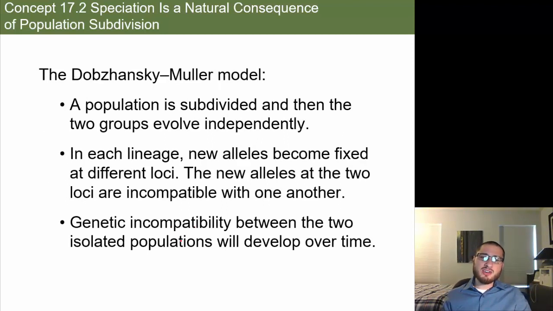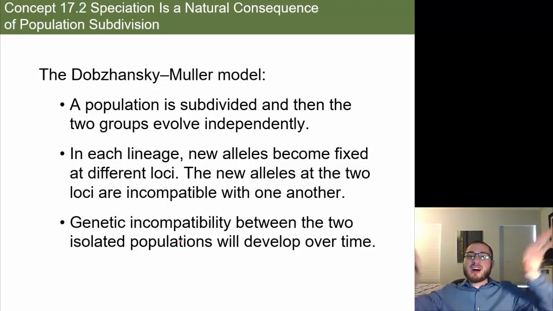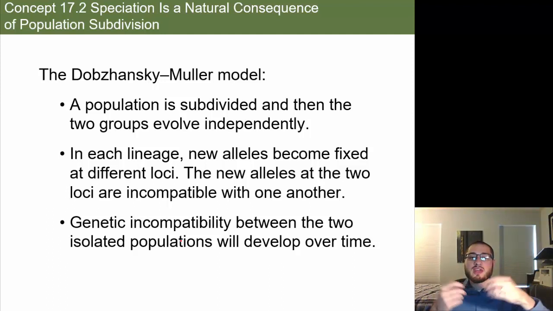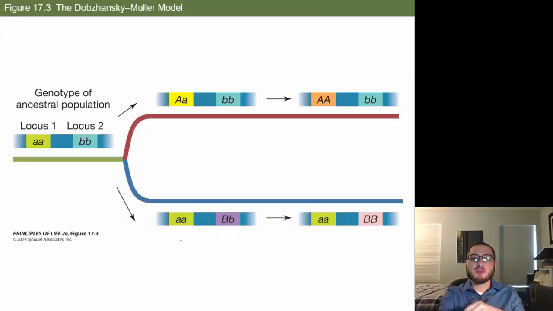Dobzhansky-Muller model, where a population is subdivided and then the two groups evolve independently. So something happens where you have this population, and they are then separated by something. And when they're separated, now they start to each evolve on their own. And then, if they were ever to be put back together, they are now too different from each other for them to interbreed. So in each lineage, new alleles become fixed at different loci, and the new alleles at the two loci are incompatible with one another. So their genetics changes so much that now they are not able to interbreed. So genetic incompatibilities between the two isolated populations will develop over time.